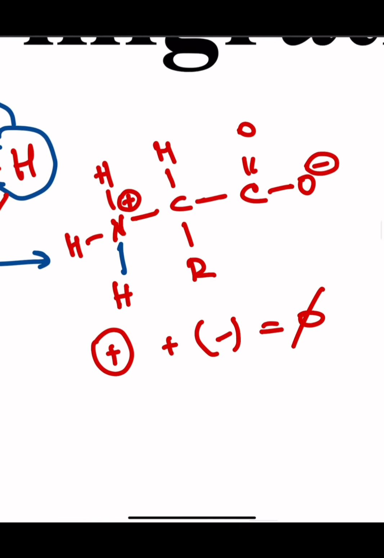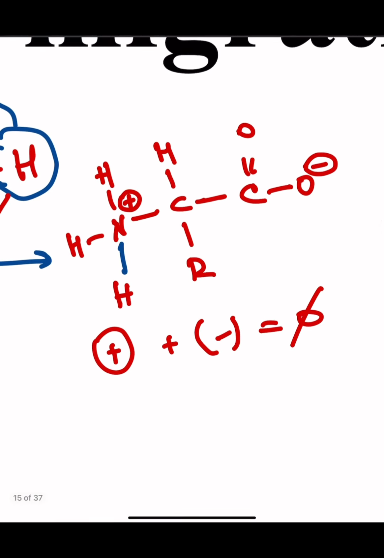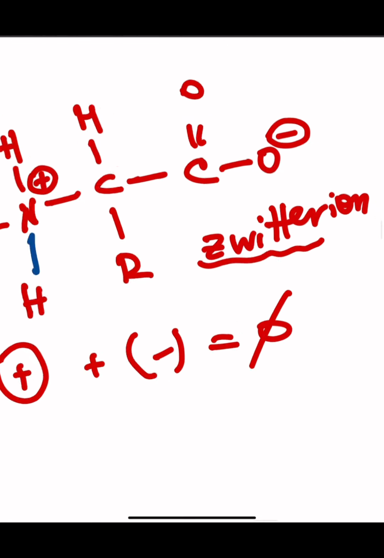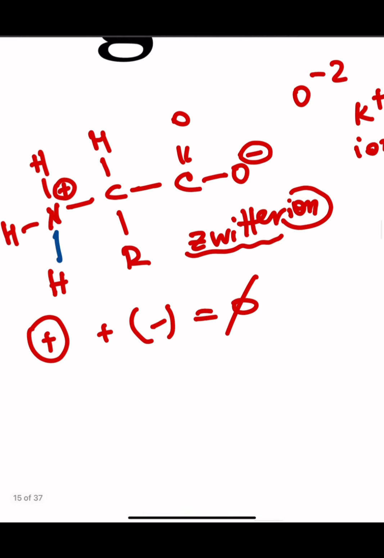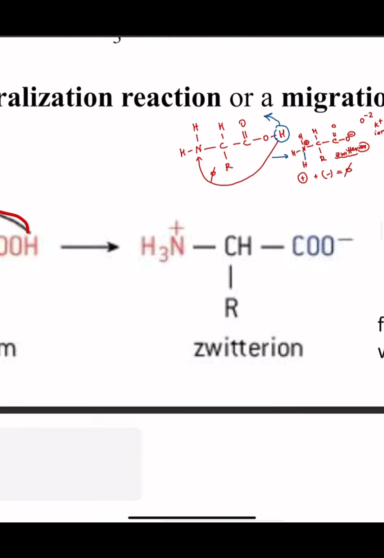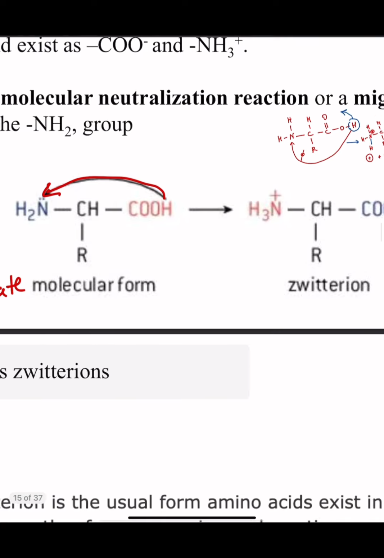But because we have both positive and negative together, this guy is called zwitterion. And Zwitter means hybrid in German, and ion means, you know, when the elements carry charges on them, oxygen -1, potassium +1, we call them ions from 10th grade. Because you have a hybrid of plus and negative, it becomes zwitterion. Now, this is how it travels. So this is zwitterion.